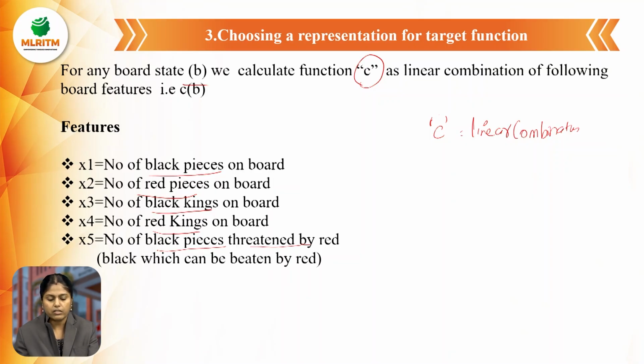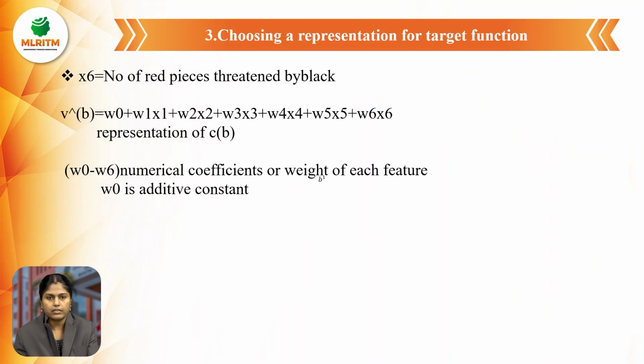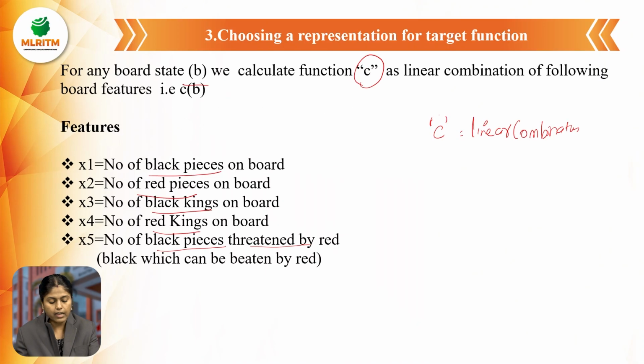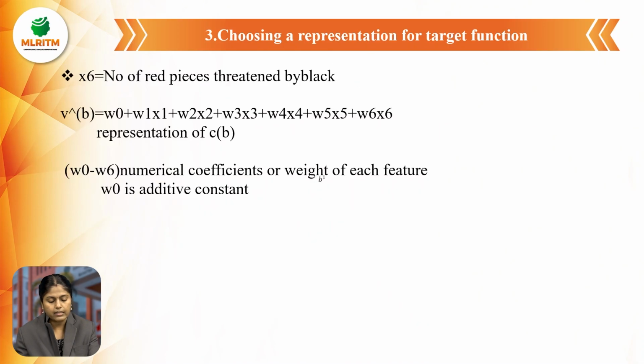By using these features only, we are going a further step. The next step is x6. X6 is nothing but the number of red pieces threatened by black. This is slightly opposite to x5.